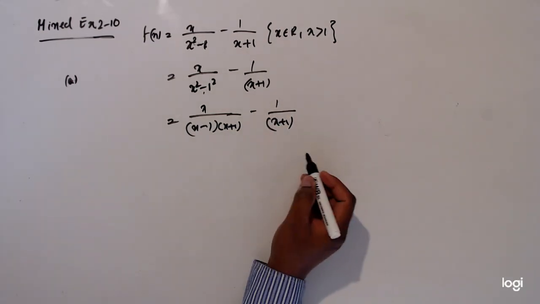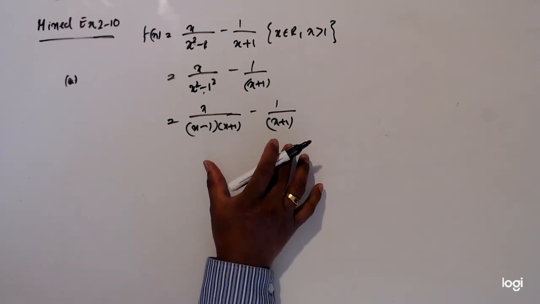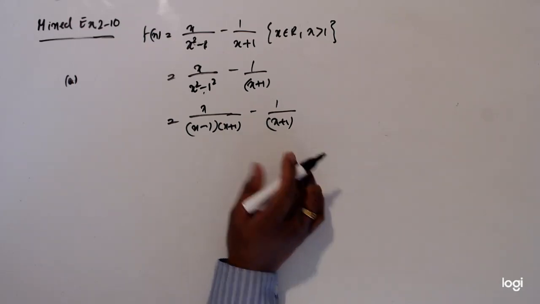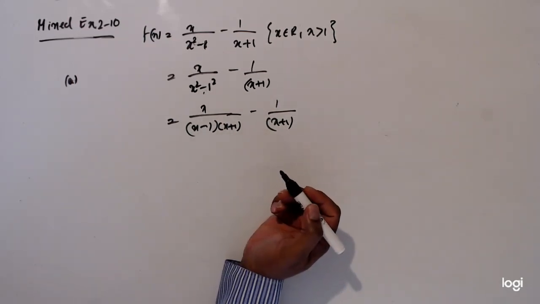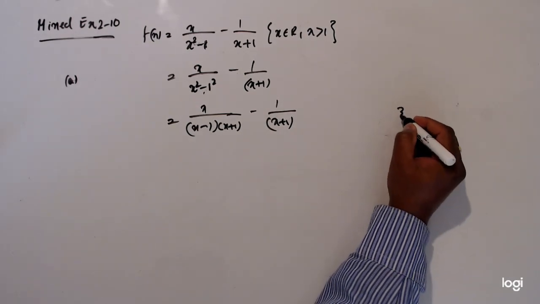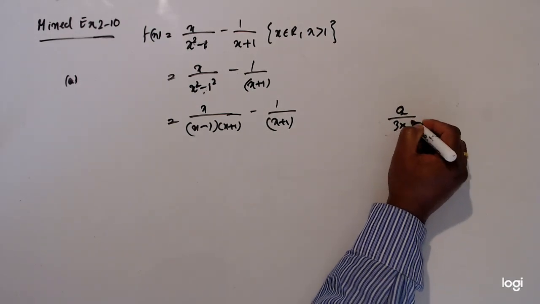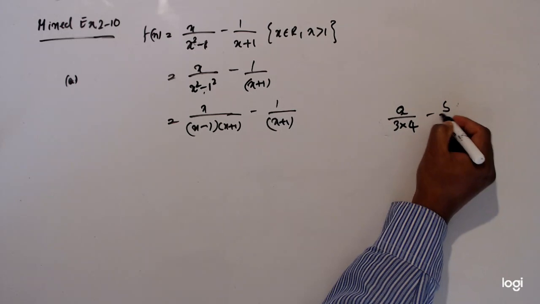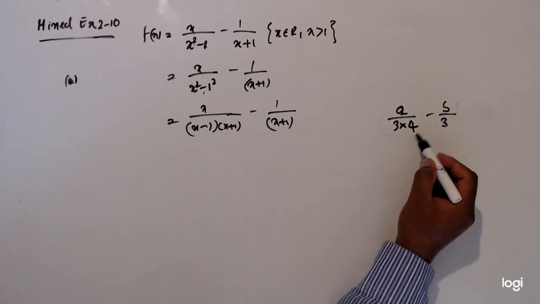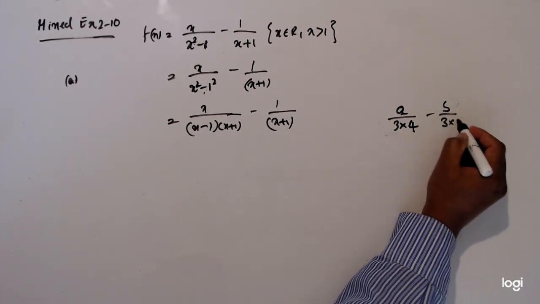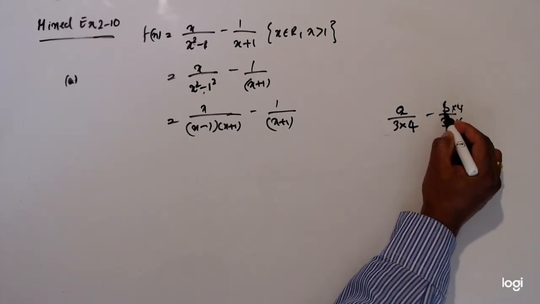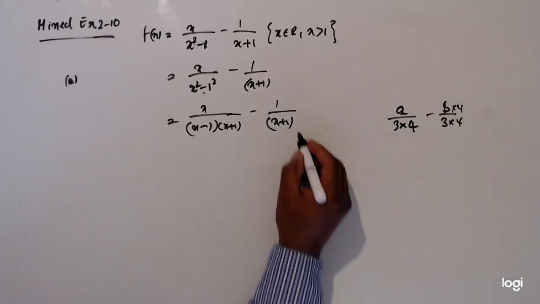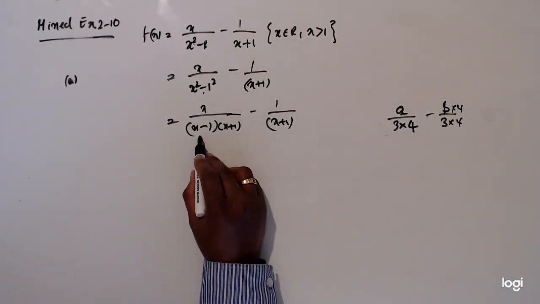1. Now I want to make the denominators the same. The missing one is x plus 1. Like a over 3 times 4 minus b over 3, the missing value is 4 here. So we'll multiply the denominator and numerator by 4. So the missing one here is x minus 1.